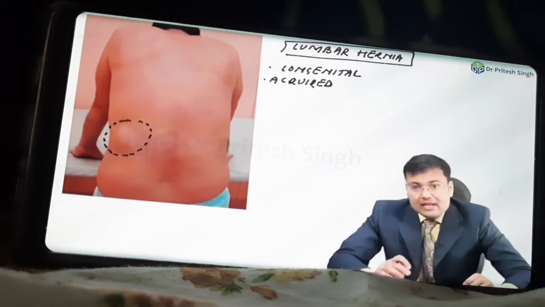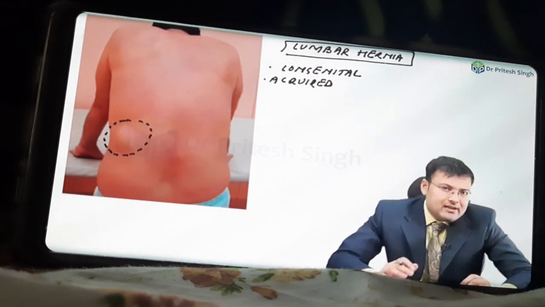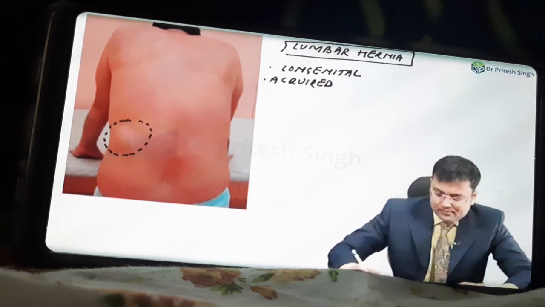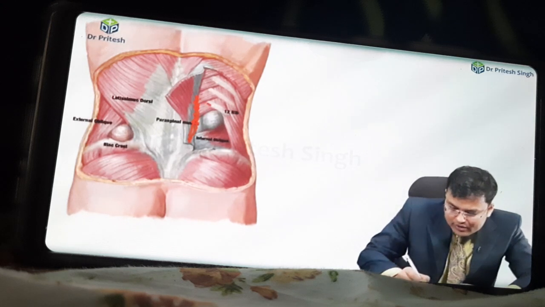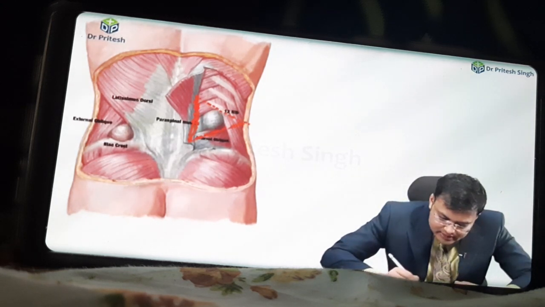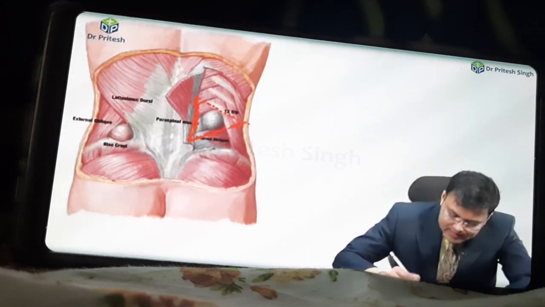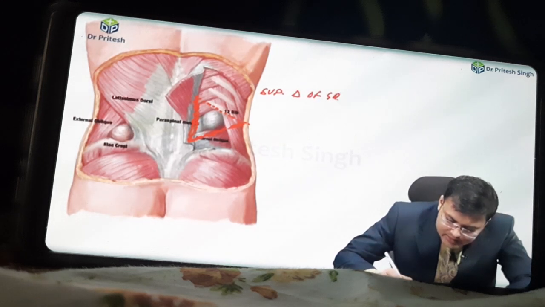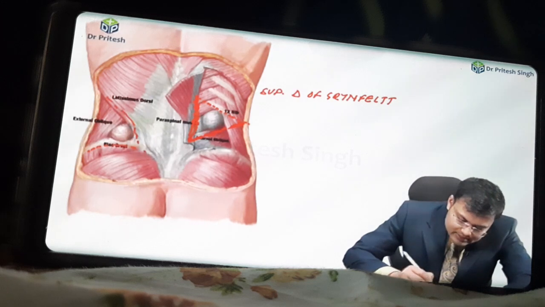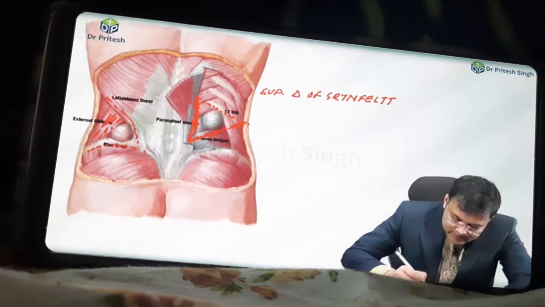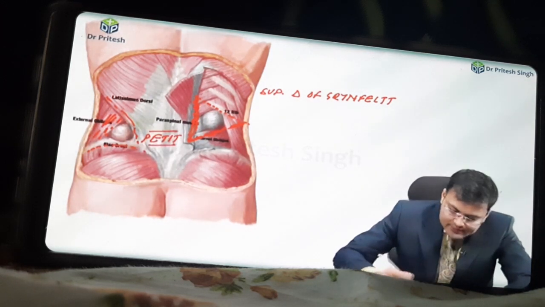There are two questions which are frequently asked about this lumbar hernia. Question: there is the superior triangle of Grynfeltt and the inferior triangle of Petit. What are the boundaries? If you see this diagram, this is the paraspinal muscle. This is the 12th rib. And this is the internal oblique. So this is the triangle known as the superior triangle of Grynfeltt. And if you see this triangle, this is the iliac crest, this is the latissimus dorsi, and this is the external oblique. This is known as the inferior triangle of Petit.